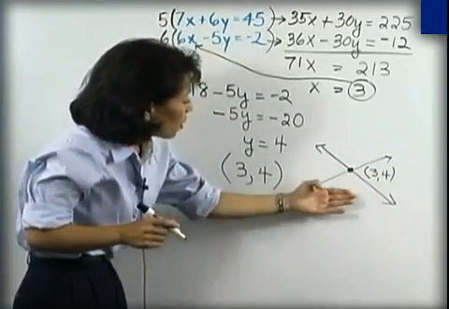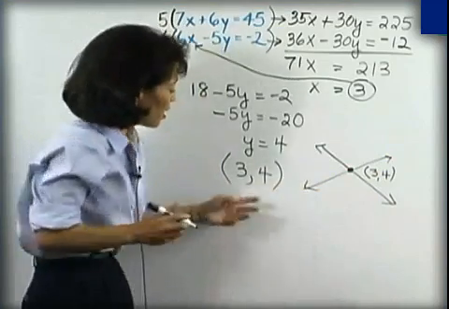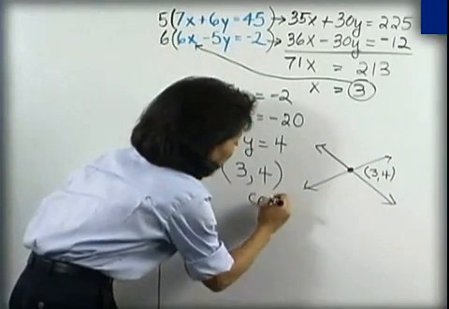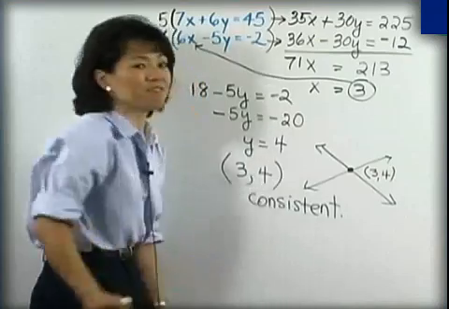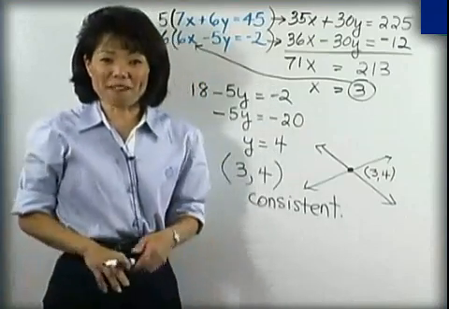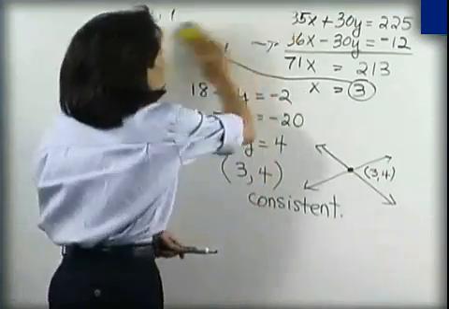Again, what I call this when I have a solution, or at least a solution, to my system, I say my system is consistent. Not too bad. Let's try another system. Let's look at the following system.